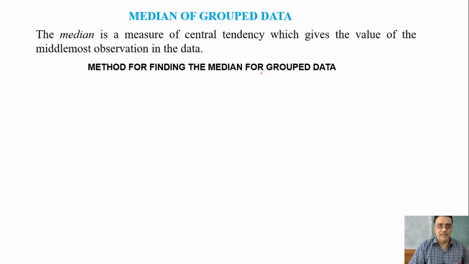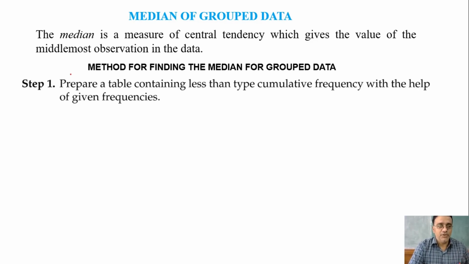Now let us concentrate on the method for finding the median for grouped data. Grouped data means the frequency distribution will be in the form of class intervals. So first, you have to prepare a table containing less than cumulative frequency. I will tell you what is less than cumulative frequency with the help of given frequencies. So we will find CF, cumulative frequency. How to find CF, that we will see step by step.